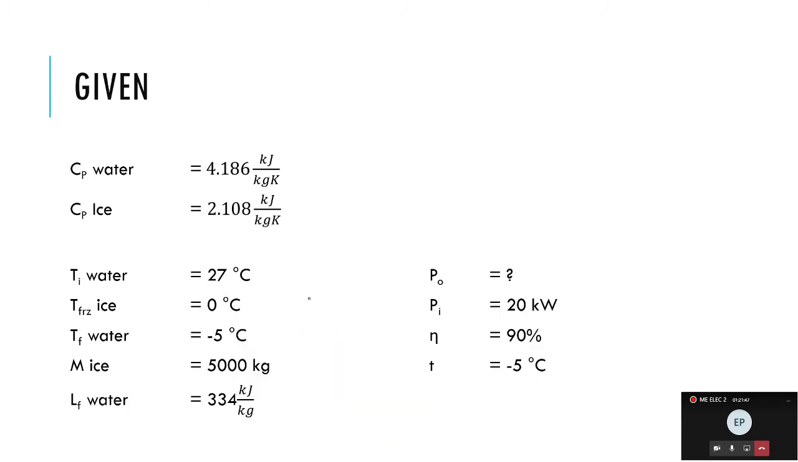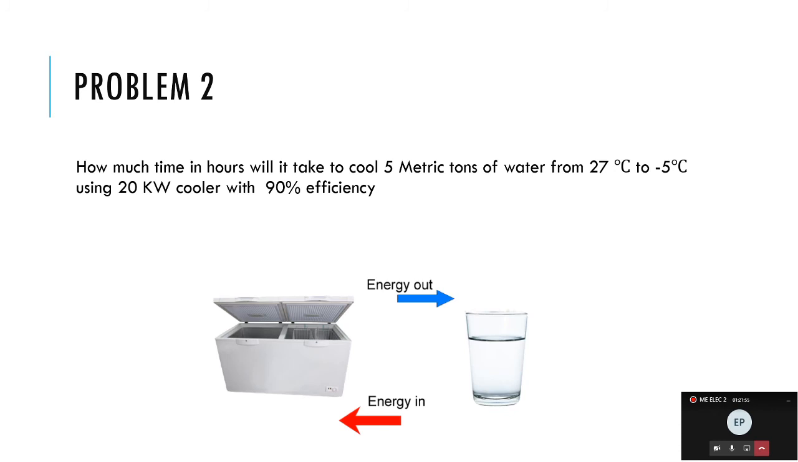We're going to make it fast, like mga 2 minutes, no? So now we are going to consider another problem, which is this. How much time in hours will it take to cool 5 metric tons of water from 27, which is like an ambient temperature, to -5 using a 20 kilowatt cooler with 90% efficiency? So what makes it more complicated this time is this 90% efficiency. May efficiency yung ating system, meaning it's not perfect efficiency because perfect is 100%.